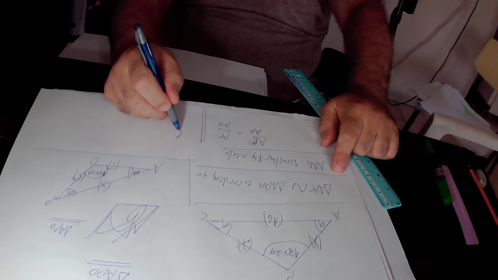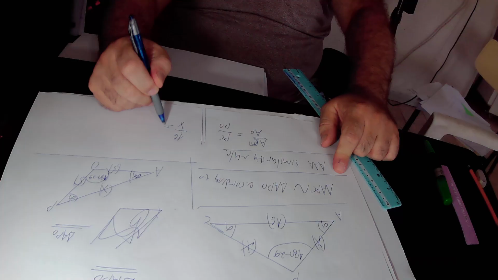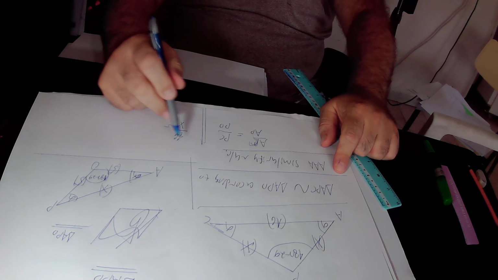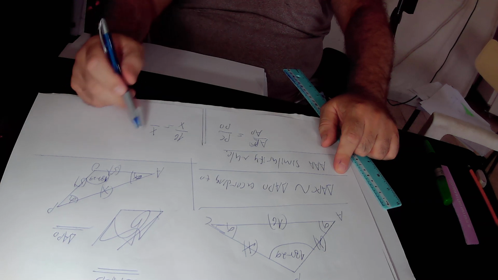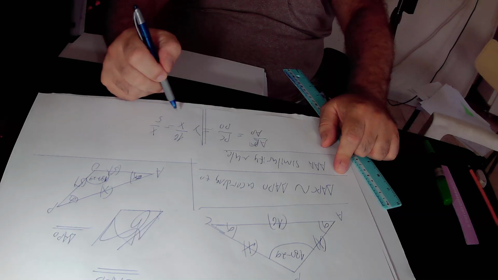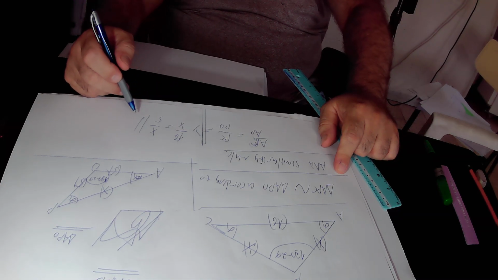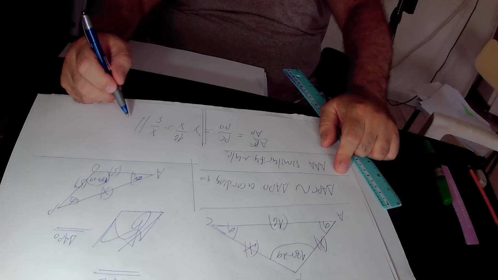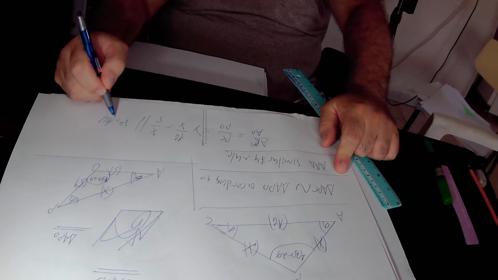AC is 16 over AP is X, and it equals PC is also X over PO is 5. So in total, we found that 16 over X equals X over 5. Here we cross multiply this equation and get that X squared equals 16 times 5.